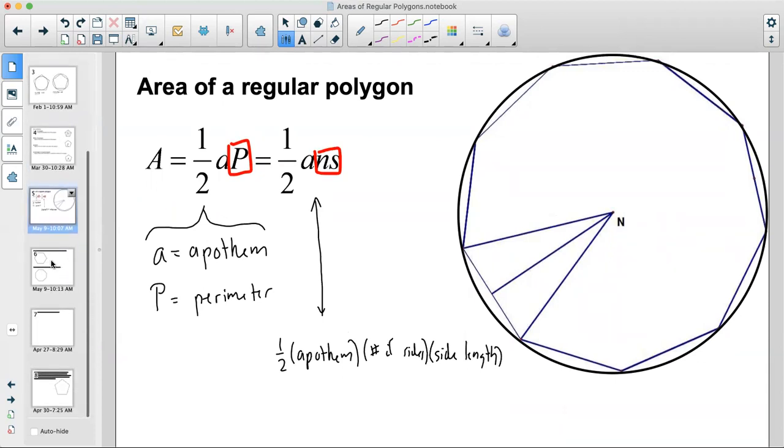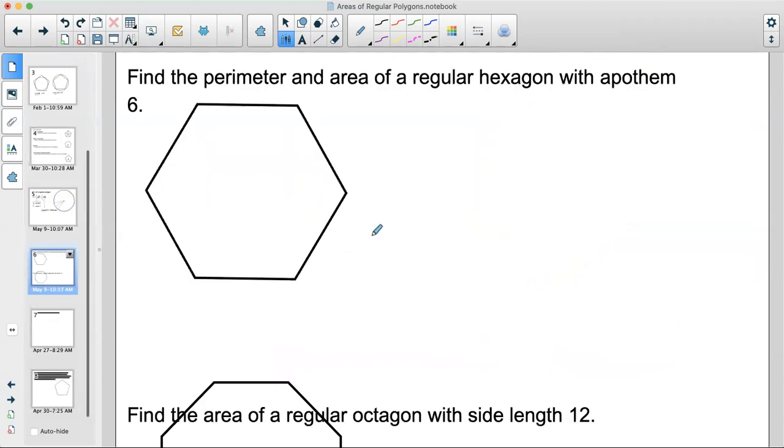So let's knock out these two problems real quick. Perimeter and area of a regular hexagon with apothem of length 6. So I'm going to draw this central triangle here.